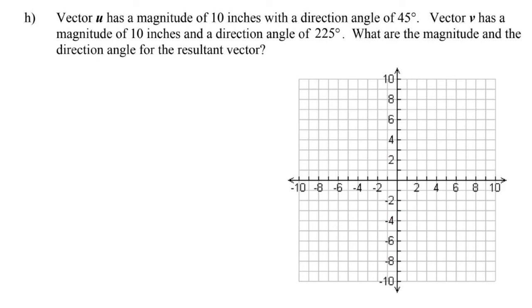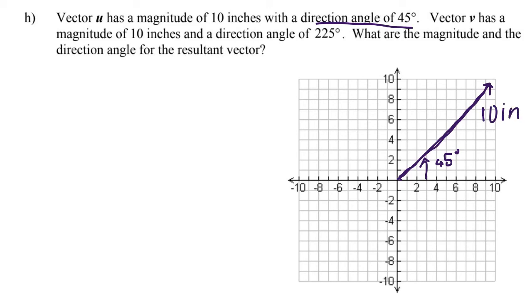All right, this one's very similar to the previous two, but now we're told that we have a magnitude and a direction angle. So we have a magnitude of 10 inches and a direction angle of 45 degrees. So we're going to have something like this. Okay, so again, that's about 45 degrees. And we have a direction angle of 45 degrees, and we have a magnitude of 10 inches.